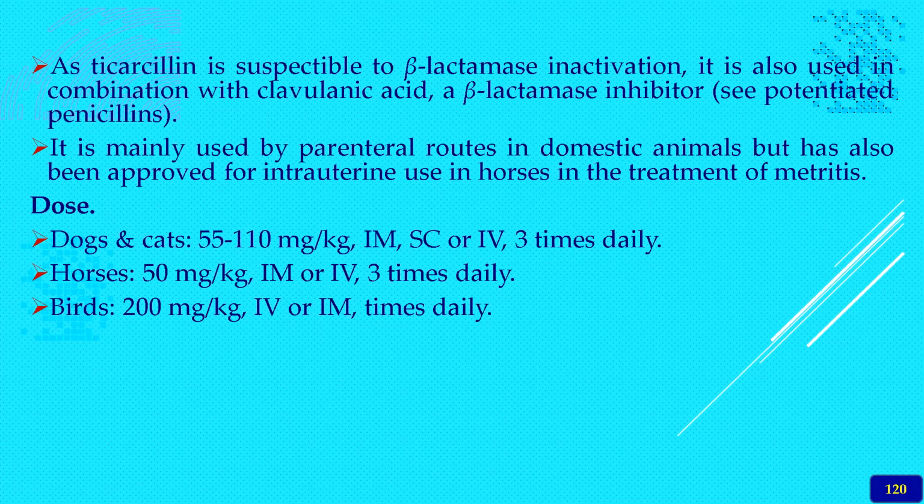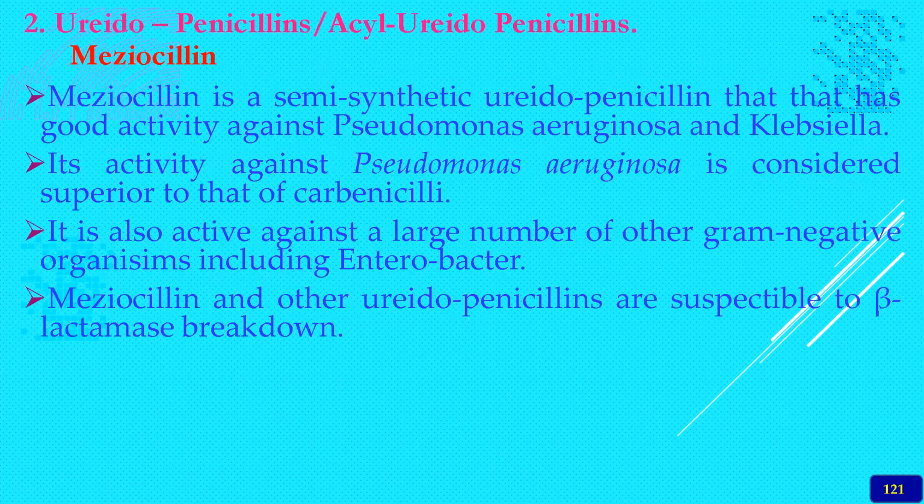Always the dose of all the drugs is more in birds because the BMR is very, very high, that means the basal metabolic rate is high. Then there are ureidopenicillins or acyl ureidopenicillins like mezlocillin. Mezlocillin is a semi-synthetic ureidopenicillin.